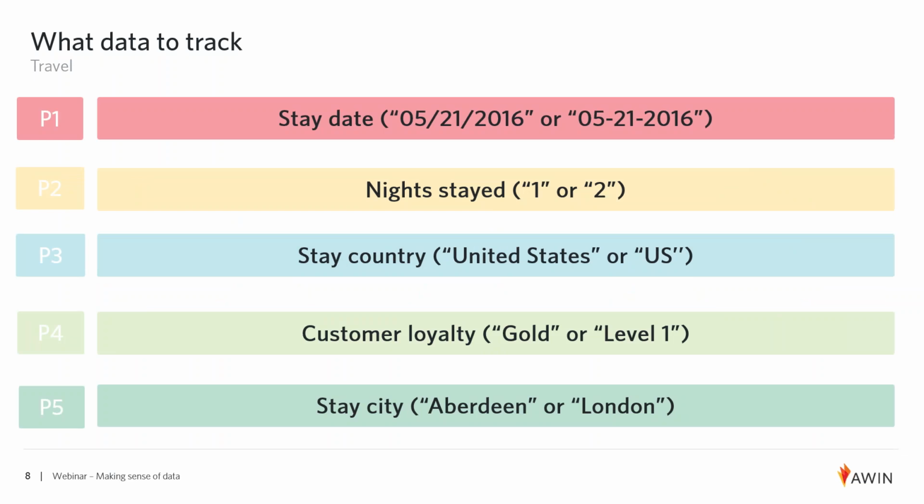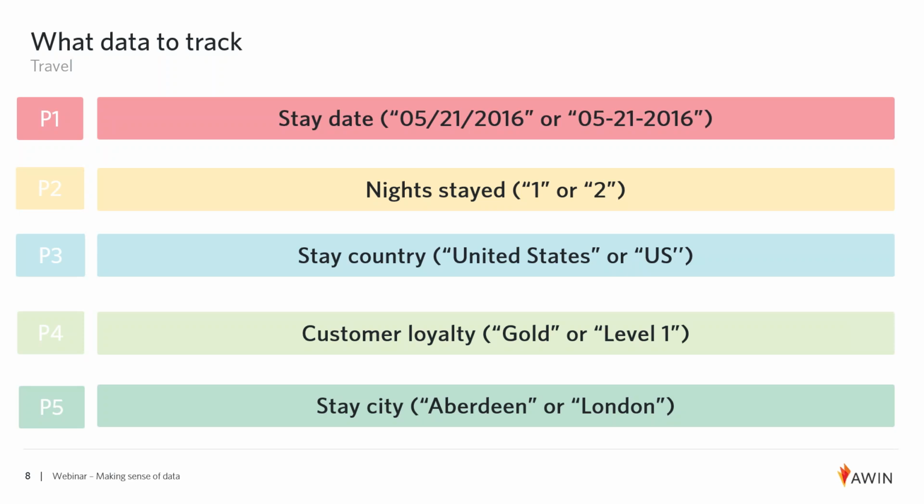So what data to track? We're looking mainly at travel here. So stay data, one of the most common additional data points. Stay dates look at the date for a hotel or holiday customer. Tracking this point allows us to compare this date with the booking date and calculate a booking to stay lag to analyze last minute bookings versus planned stays.